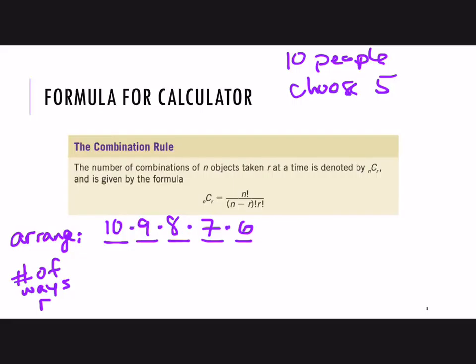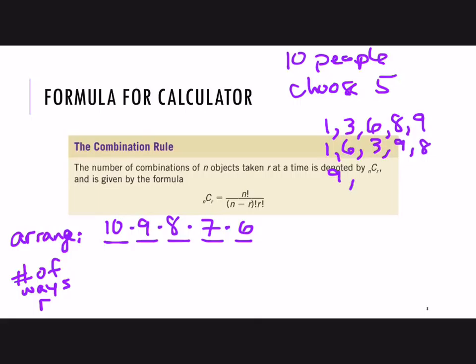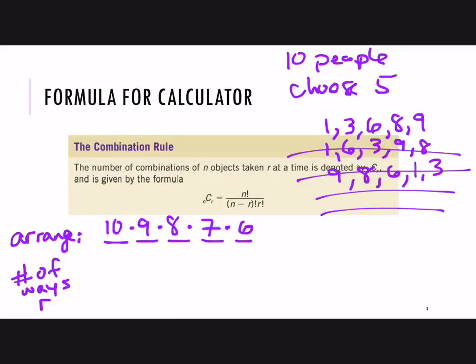Okay, so that considers all of the different arrangements of 5 out of 10 people. But then let's say we've chosen persons number 1, 3, 6, 8, and 9. Well, the number of arrangements takes into account all of the different arrangements for each of those groups of 5. So it's also counting, like if we just switch some of these, 1, 6, 3, 9, 8, or 9, 8, 6, 1, 3. And what we want to do is just eliminate all of those repeats.